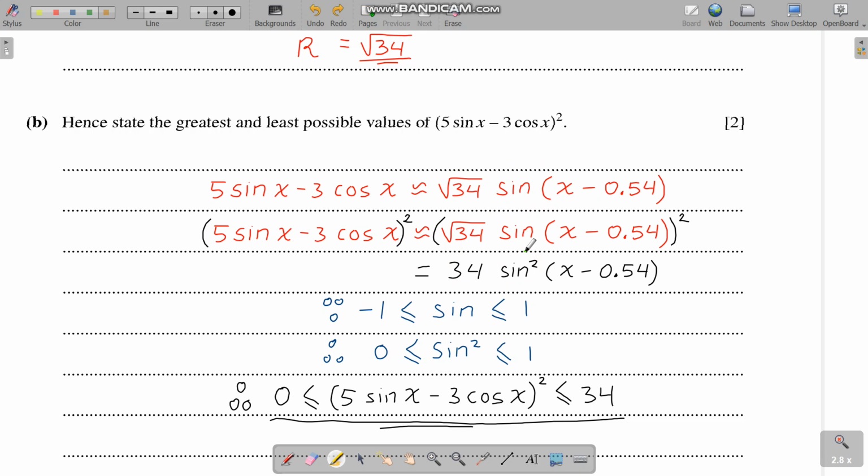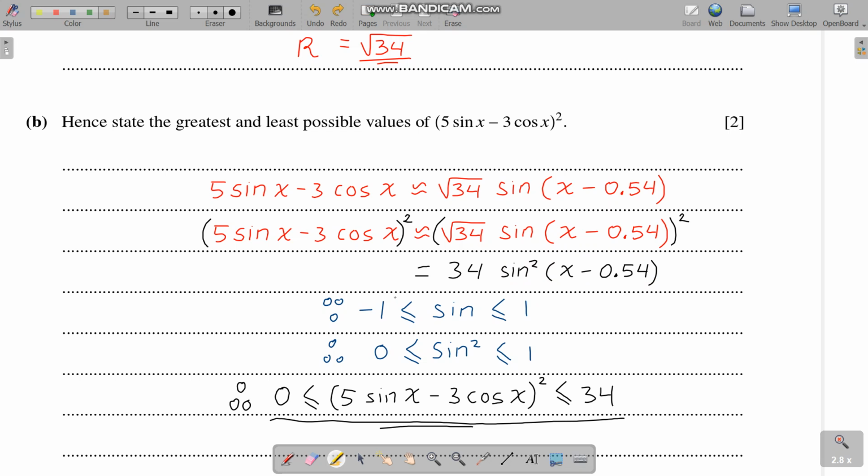The value of sine of whatever angle can only be between -1 and 1. And if we square it, sine squared cannot be negative, so it's only between 0 and 1. So the value of this expression would be between 0 and 34, which means the smallest value is 0 and the biggest value is 34.